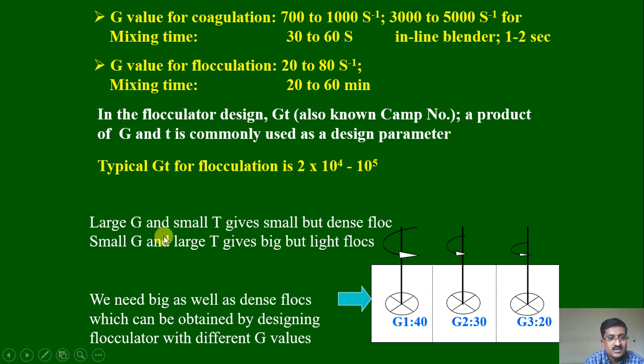So a large velocity gradient G and small T gives small dense flocs, and vice versa, a small G and large T will give big but light flocs. So you can see this variation in the G value. We need big as well as dense flocs, which can be obtained by designing the flocculator with different G values. So that's why flocculation can be designed with different G values by giving these rotations.